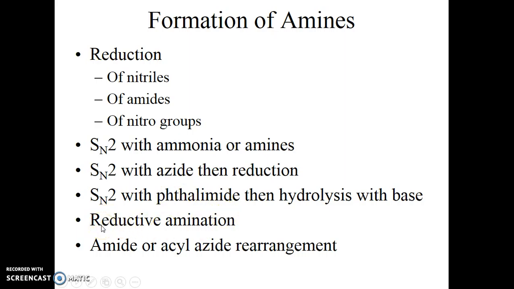We're going to find that we can make amines from reductive amination. This uses an imine or an enamine, and you're going to see that this is relatively easy to understand. All we have to do is form the amine and then do reduction, so it makes sense. And then we have an amide or acyl azide rearrangement. This is going to be a little harder to understand, a little bit stranger, but you'll catch it.